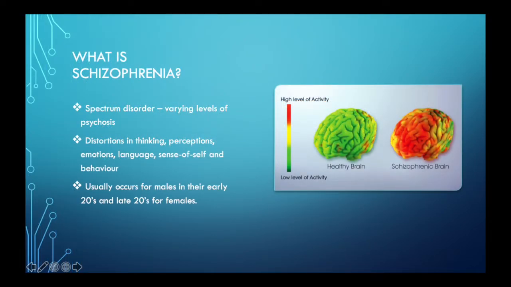According to the DSM-5, schizophrenia is a spectrum disorder. It is characterized by disorganized thinking, emotions and behaviors that are often incongruent with their situations and disturbed perceptions, including delusions and hallucinations. The onset of schizophrenia has been found to be in the early 20s for men and the late 20s for females.